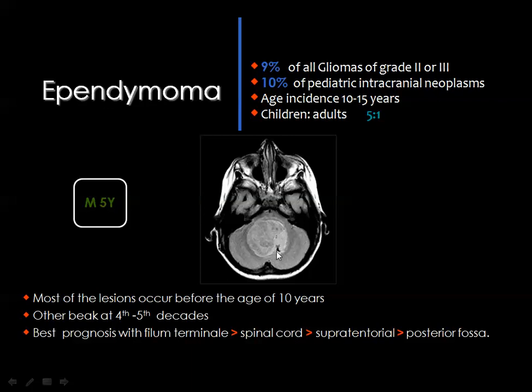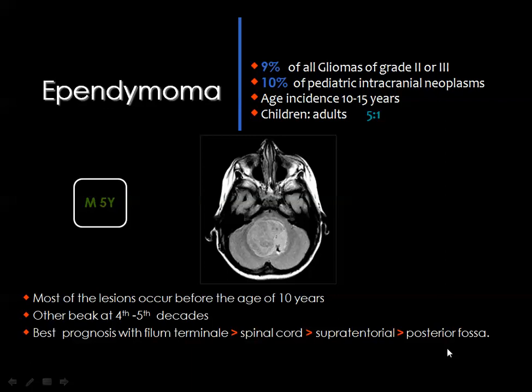And this mass will show the criteria of the tumor being an enhancing lesion, and it may contain calcium, and it may show some vessels within the tumor. And you know that ependymoma can occur along the central nervous system, starting from the filum terminale to the spinal cord intramedullary and the supratentorial, then the posterior fossa. Posterior fossa lesions have the worst prognosis of all these types of ependymomas.